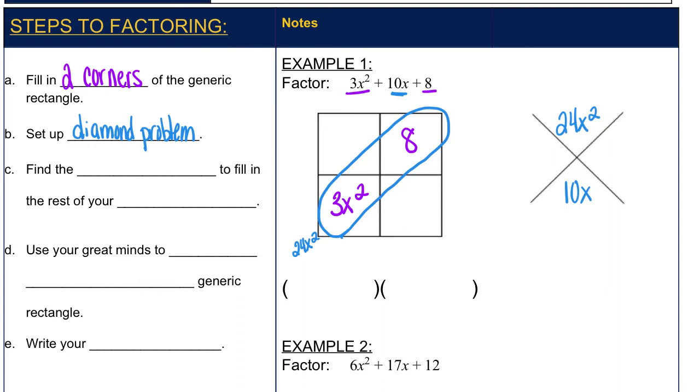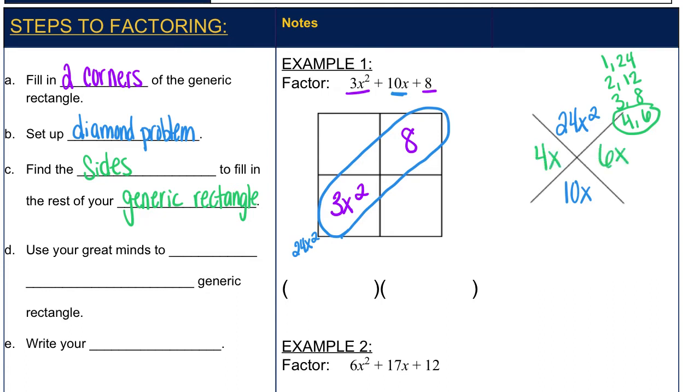In a new color, we're going to find the sides to fill in the rest of our generic rectangle. So I need to think of all the ways that I can multiply to 24. In green, you can see all the different ways to multiply to 24. Now I need to pick the one that will give me a sum of 10, and the answer is 4 and 6. So I'm going to have 4x and 6x.